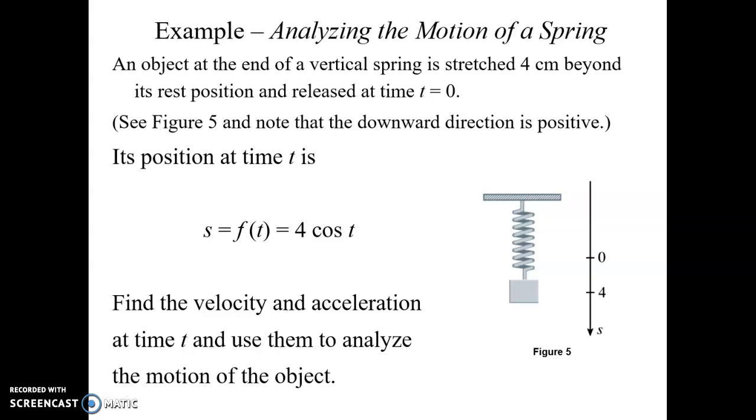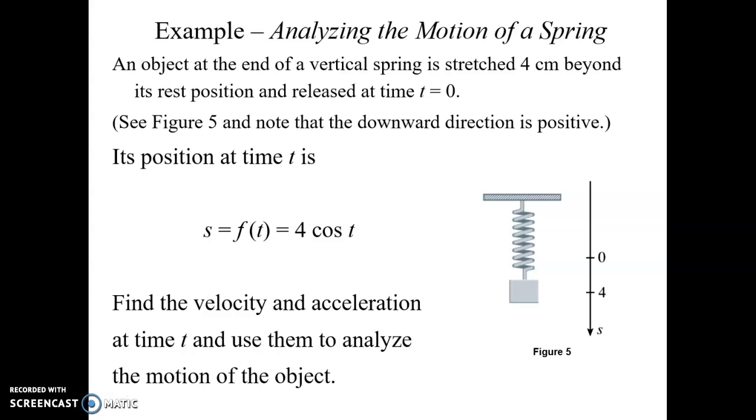So if you look at the figure that's here, its position at any given time t is given by this trigonometric function. The position is f of t, which is 4 cosine of t. And if I was asked to find the velocity and the acceleration at any time t, and then use them to analyze the motion of the object, remember we would simply use what we know about what acceleration and velocity are compared to a position function.